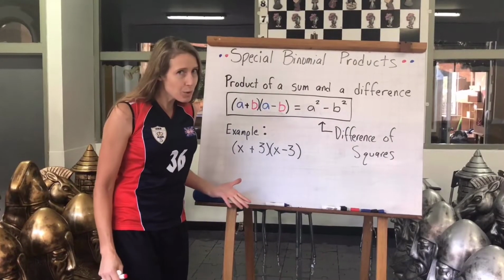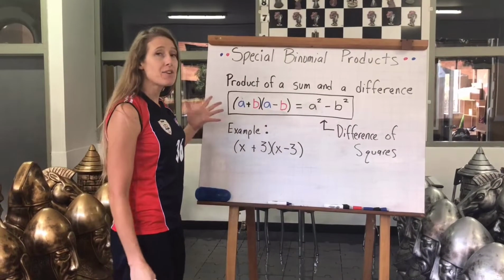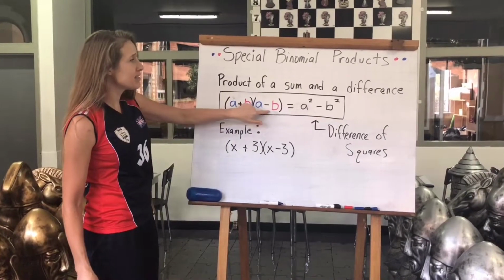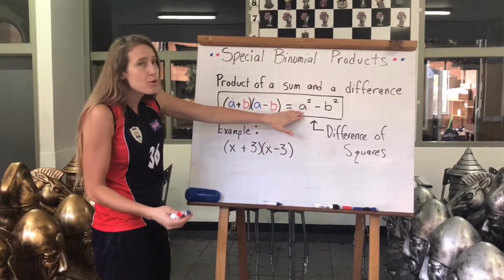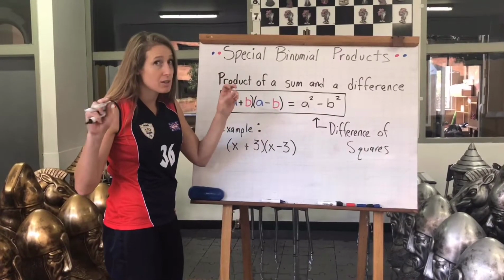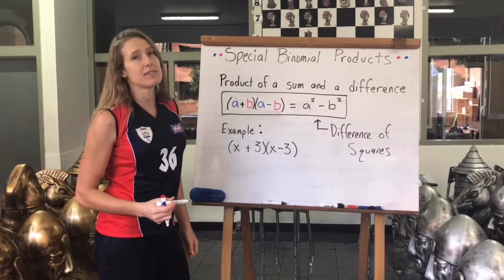So how is this going to help you? Well, if you know that when you have the product of a sum and a difference, it will always give you this answer, which is called the difference of squares. So let's look at a real life example.